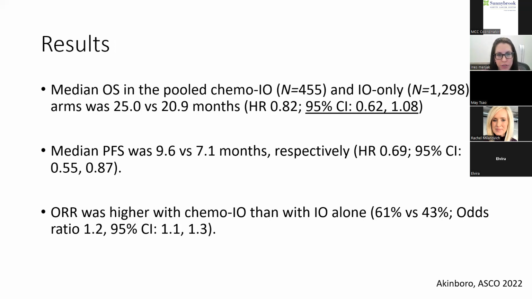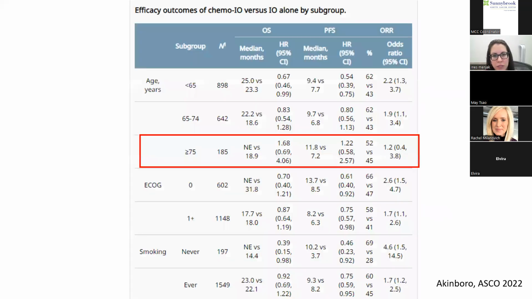The median overall survival was actually not significantly different for this population. The hazard ratio was 0.82 and crossed the boundary. For PFS and response rate, it did seem to be higher with the chemo IO combination. Whether that's clinically significant is debatable. One of the subgroups that was discussed was the subgroup of patients that were over 75.